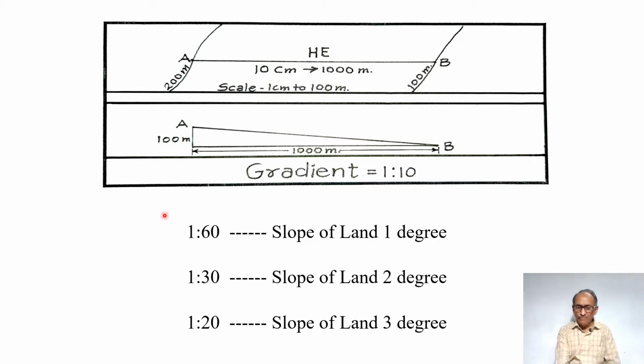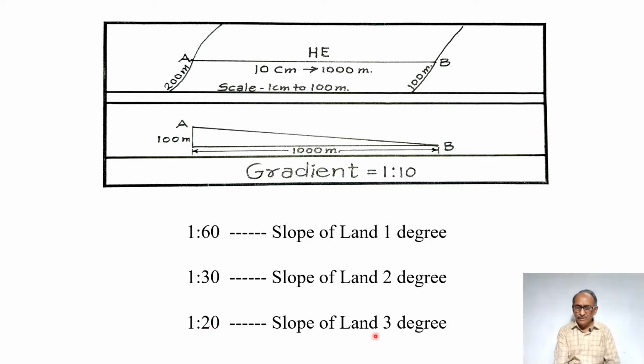Now, these are some of the values. When the gradient is 1 is to 60, the slope of the land is about 1 degree. When it is 1 is to 30, the slope of the land is about 2 degrees.